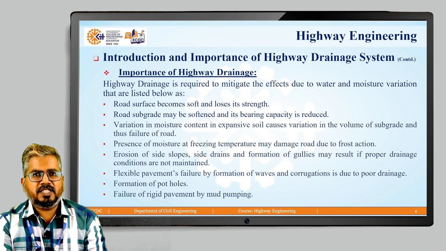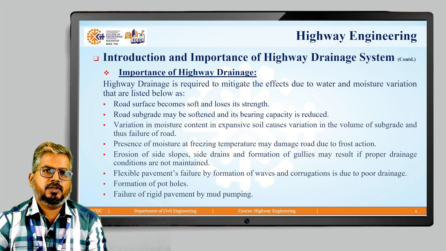Presence of moisture at freezing temperature may also cause damage due to frost action. Erosion of side slopes, side drains, and formation of gullies can also result if proper drainage conditions are not maintained. Flexible pavement failure by formation of waves and corrugations is due to poor drainage. Then there is formation of potholes, which we have seen as a part of highway distress in pavement materials. Then failure of rigid pavement by mud pumping. So these are some of the importance of highway drainage, and why it is important in order to deal with such issues that we have mentioned here.